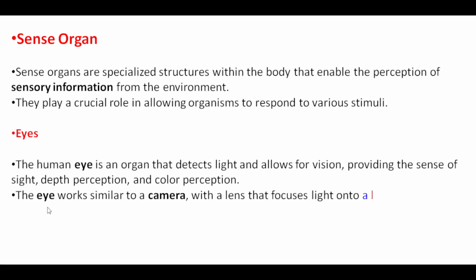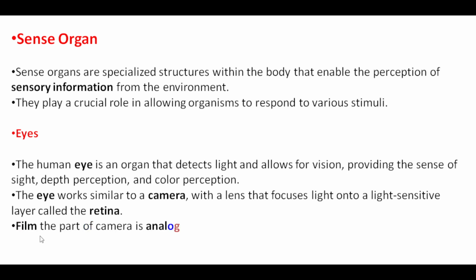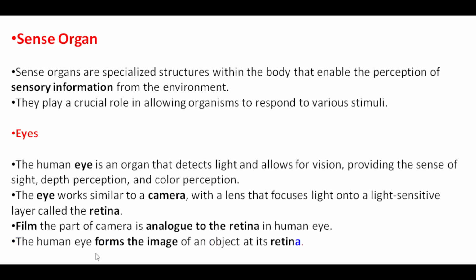The eye works similar to a camera, with a lens that focuses light onto a light sensitive layer called the retina. Film is the part of the camera which is analogous to the retina in the human eye. The human eye forms the image of an object at its retina. The image formed on the retina is real and inverted.